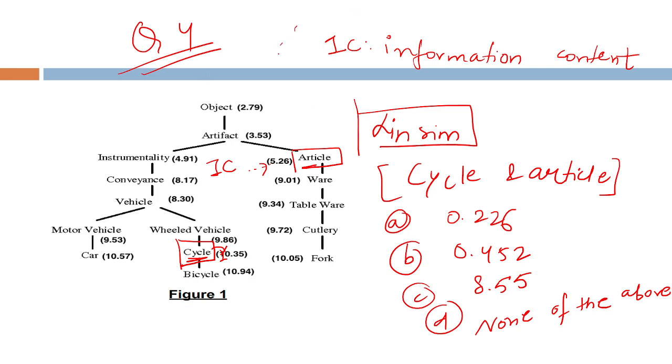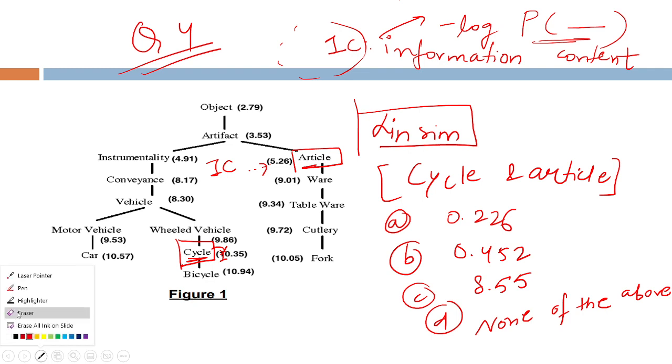IC is equivalent to taking negative log of the probability of something. Just remember this. What is IC for cycle? IC for cycle is 10.35. Is it not clear? Okay, thank you. See, it's 10.35. For article, it's 5.26. Clear, or shall I enlarge the figure? It's clear. Okay, great.